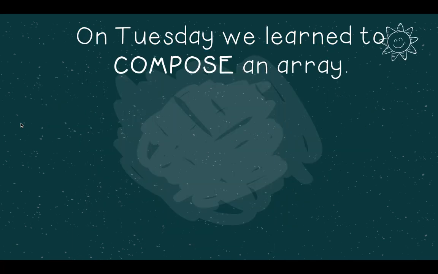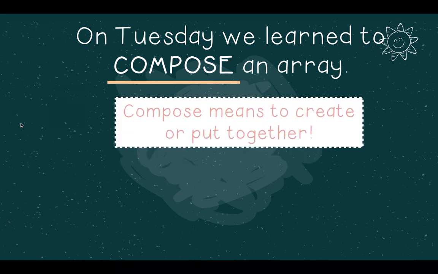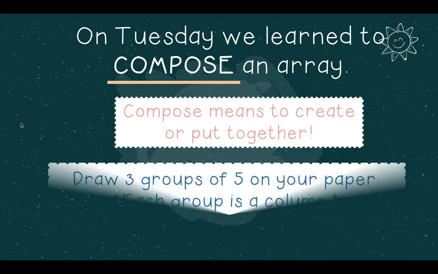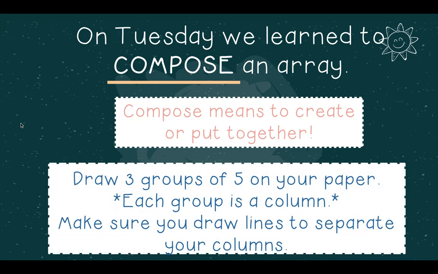So on Tuesday, we learned to compose an array. So remember that word compose? It means to create or put together. So please draw 3 groups of 5 on your paper. You want to make each group a column. So if each group is a column and you have 3 groups, that means you're going to have 3 columns of 5. And then make sure you draw lines to separate your columns. So go ahead and pause your video and draw your array. And then when you're done, please unpause.